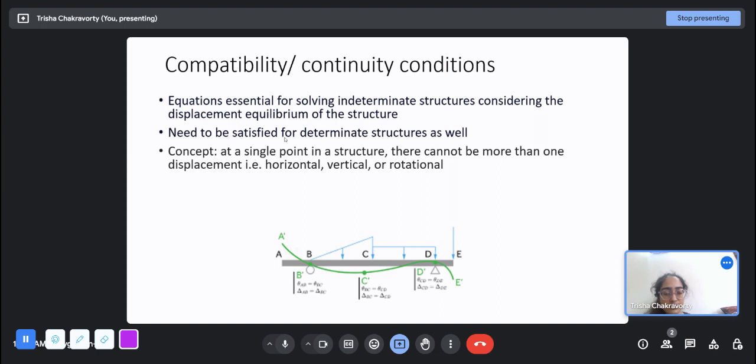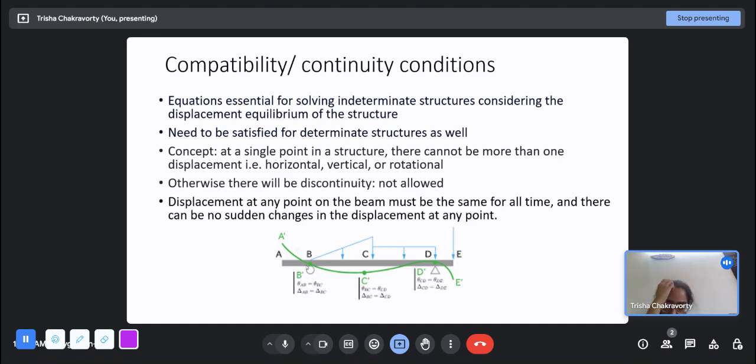At any one point, if you come from this side or this side, for example, this is a roller support. Whether you see from this side or this side, the net deflection and the net slope at this point has to be the same on its immediate right and immediate left. Because if the slopes are different, that means there is a discontinuity in the structure. That is an incompatible deflection pattern that we cannot accept, otherwise there will be a discontinuity that is not allowed.